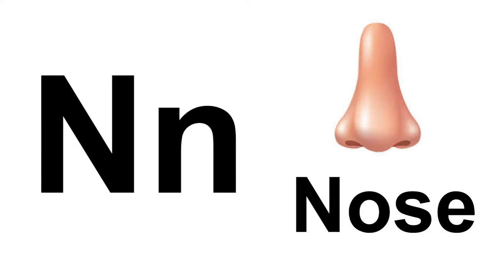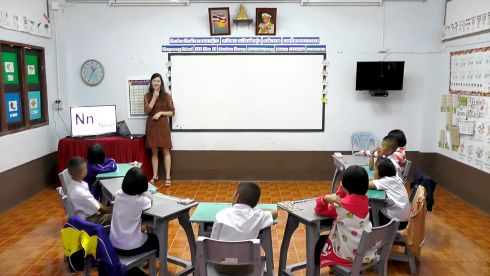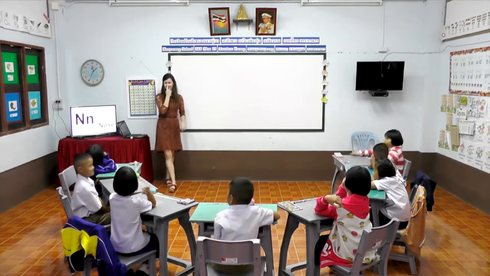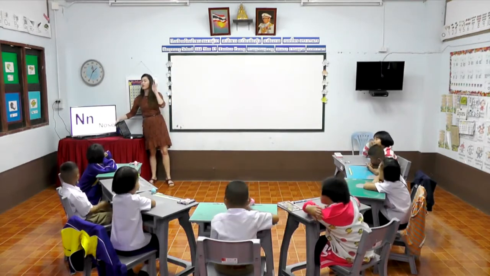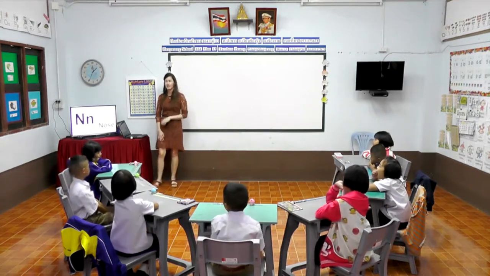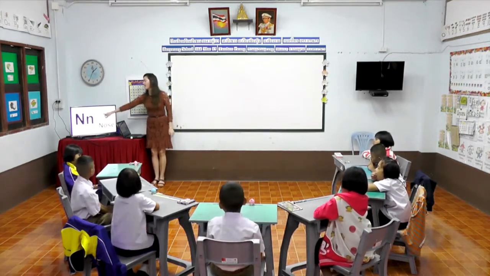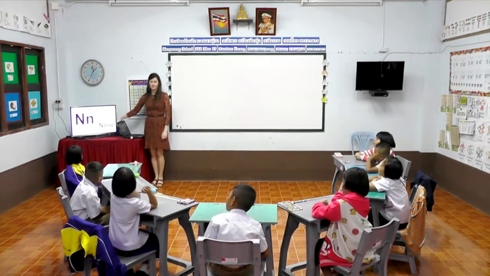Okay, we're going to go through our new letter sounds from N all the way to Z. So we're going to practice a little bit together first. What letter is this? N. And what is this? Nose. Everybody touch your nose. What sound do we hear for the letter N? Good. N is for nose.